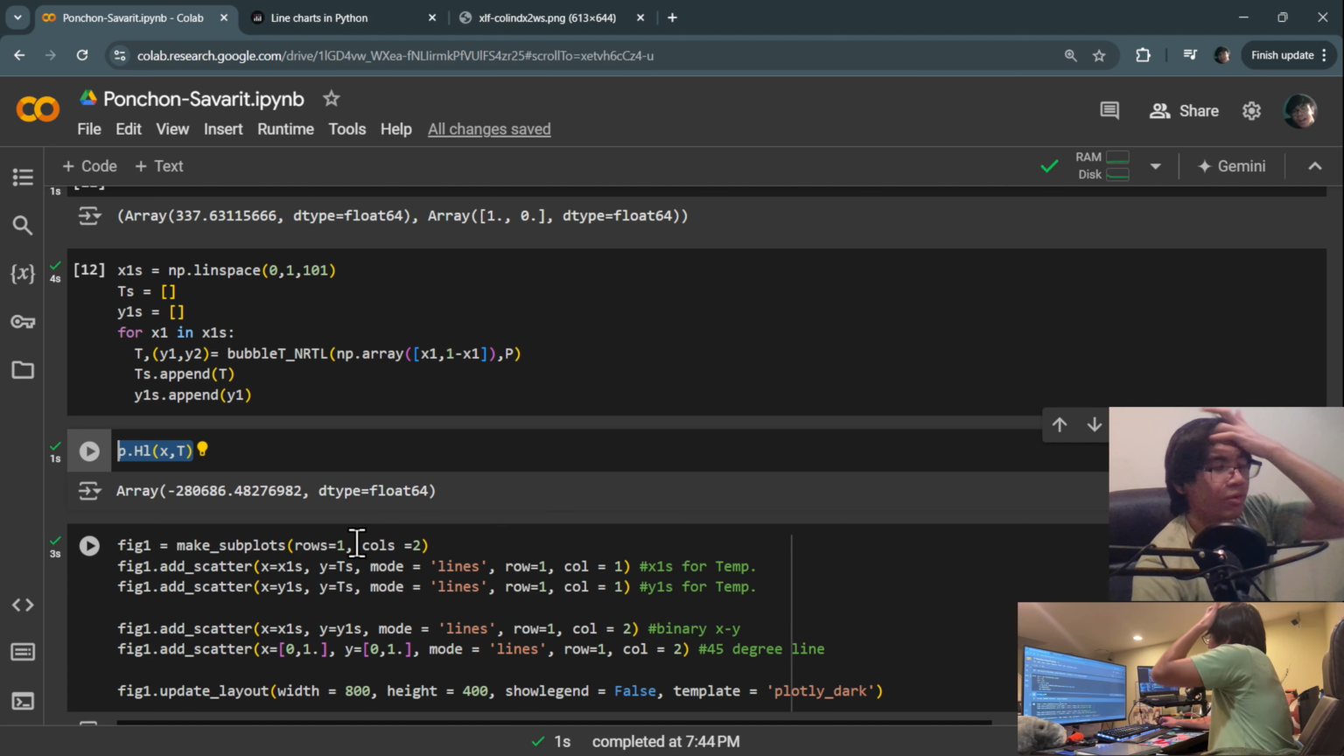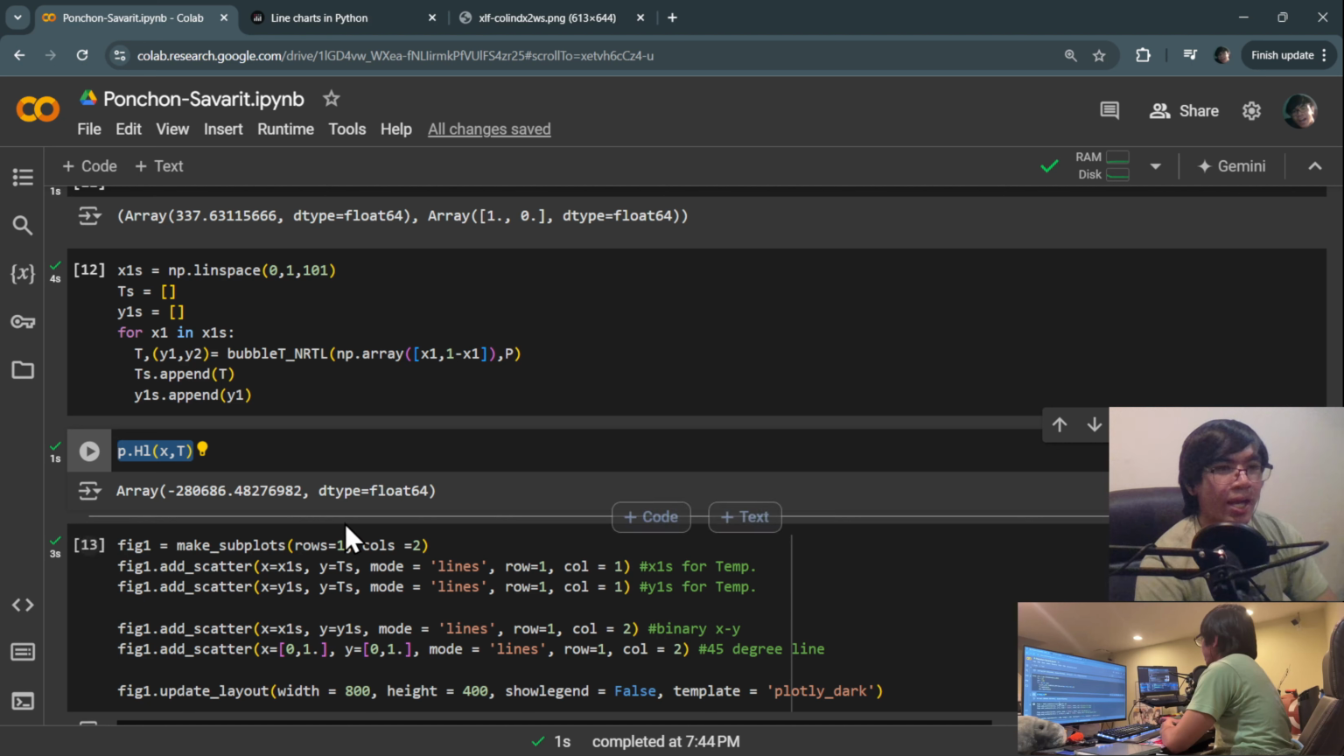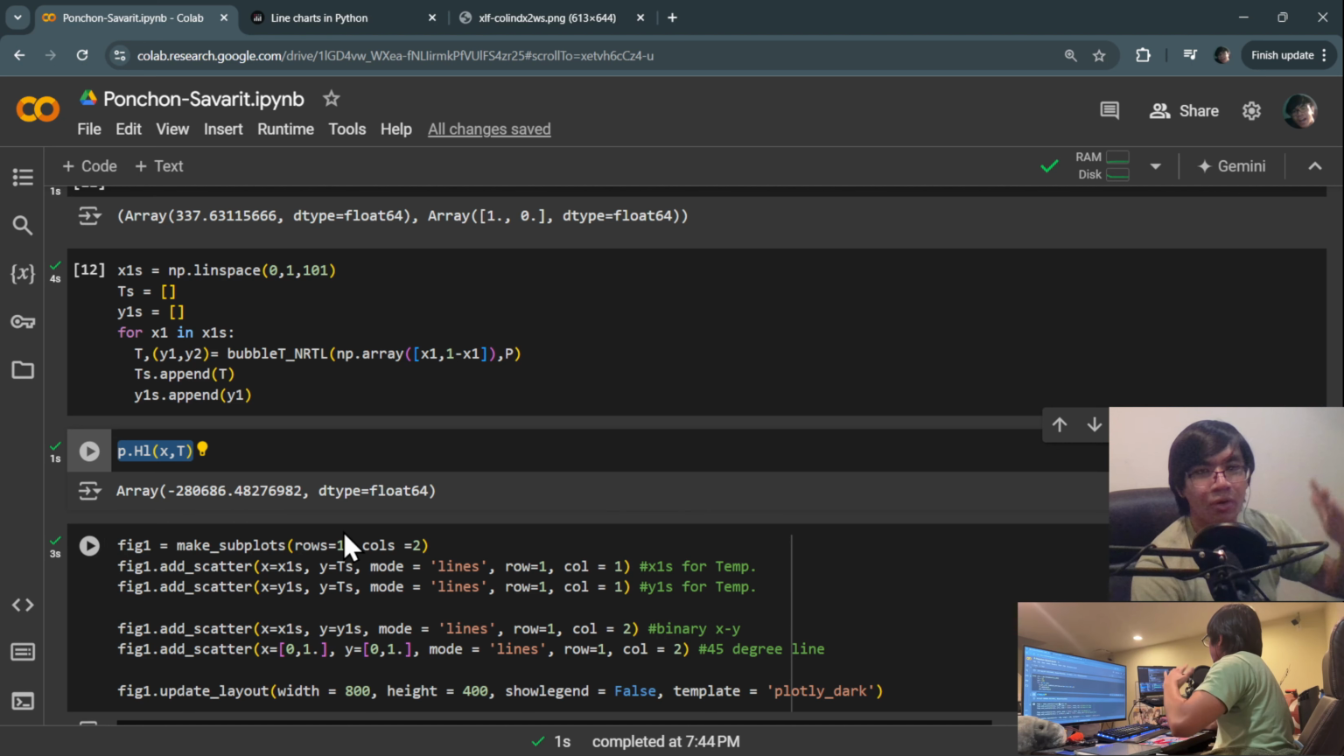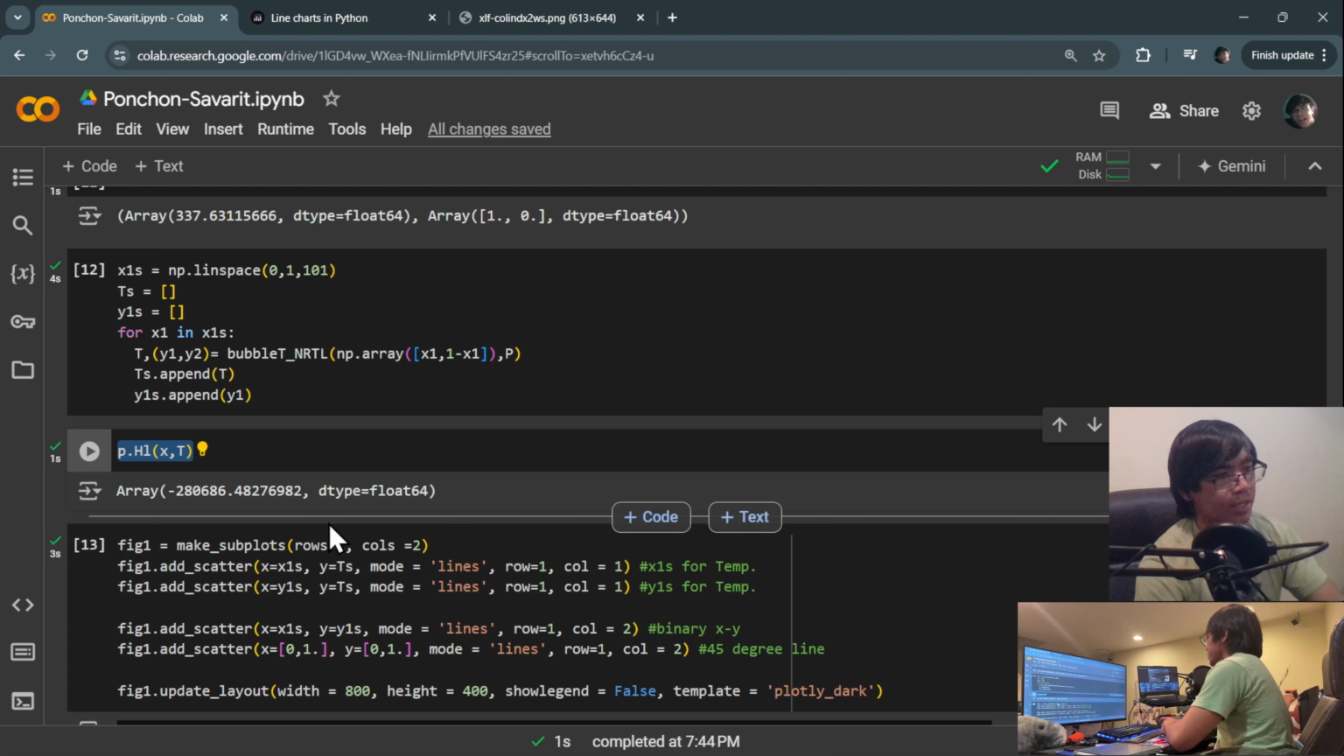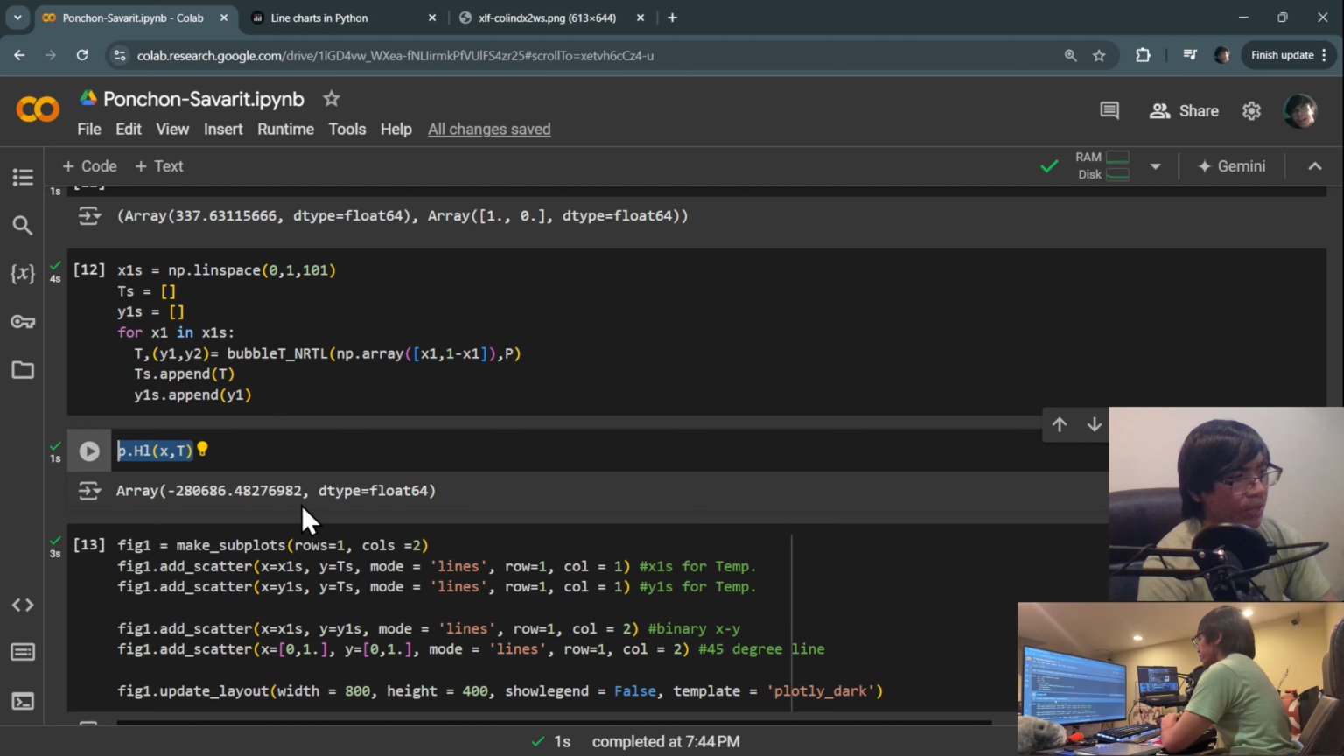Since again, as I discussed in the previous video, for Ponchon-Savarit, the y-axis was in terms of enthalpies, and the lines on top and the bottom were the vapor and liquid enthalpies respectively, with obviously the vapor being higher. Okay.